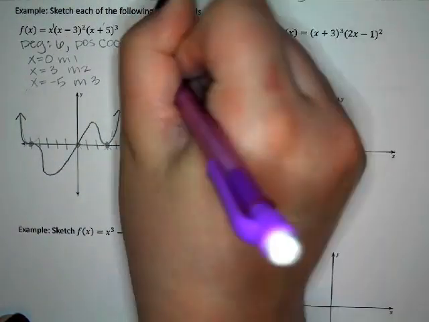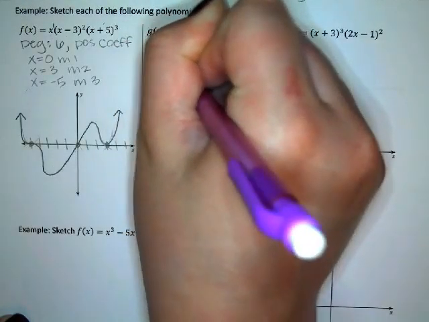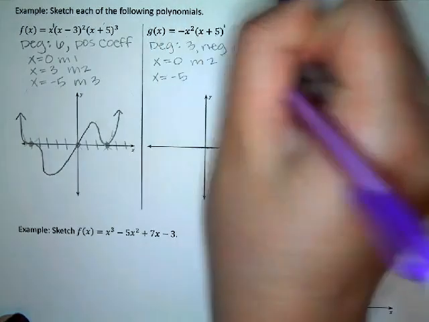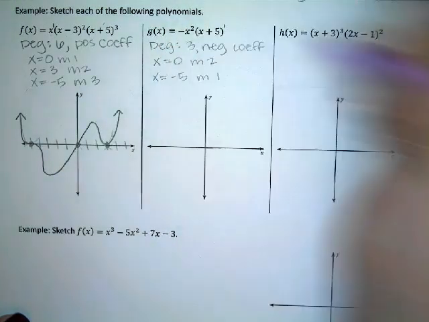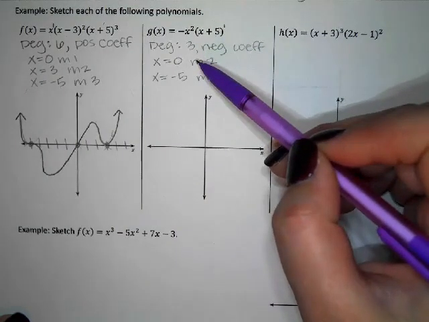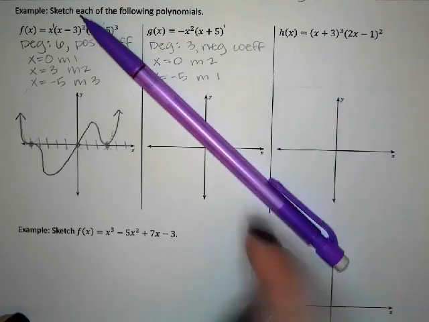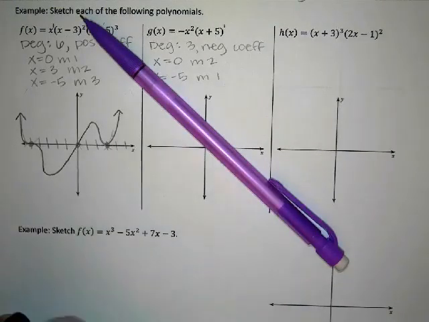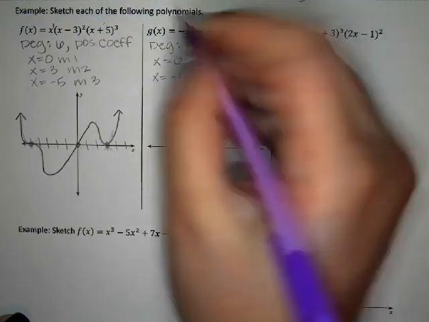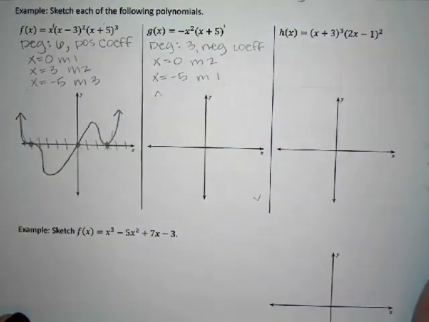I have two x-intercepts, 0 and -5. 0 has a multiplicity of 2. -5 has a multiplicity of 1. So when I have an odd degree, I know that the arrows go opposite directions. And because the coefficient is negative, I know that I'm going to have a negative slant to my graph overall. And so my first arrow should go up and my second arrow should go down. Or I should say my beginning arrow and my end arrow.